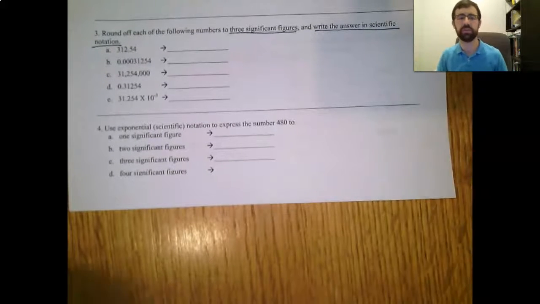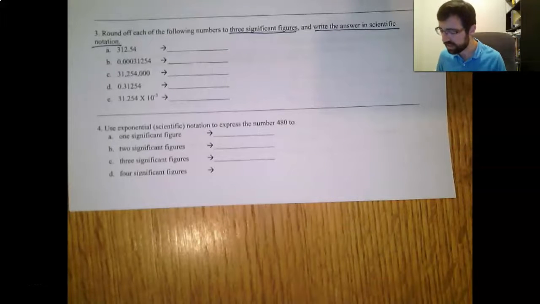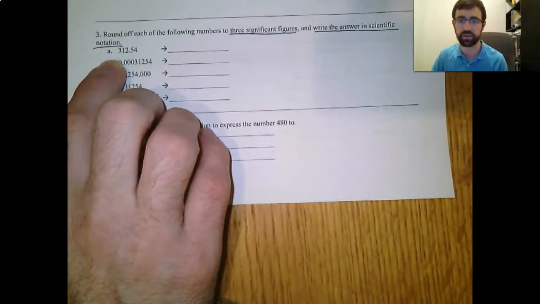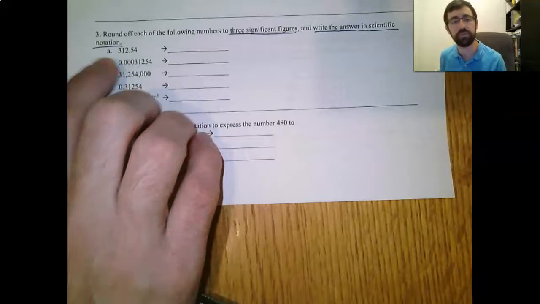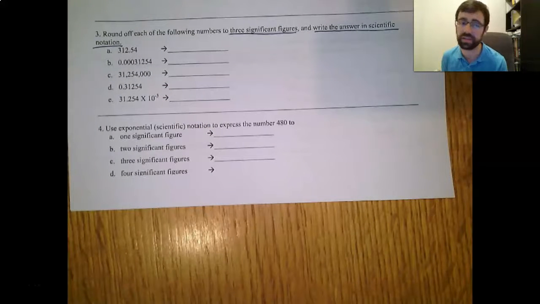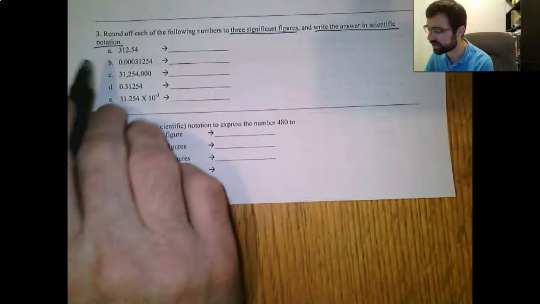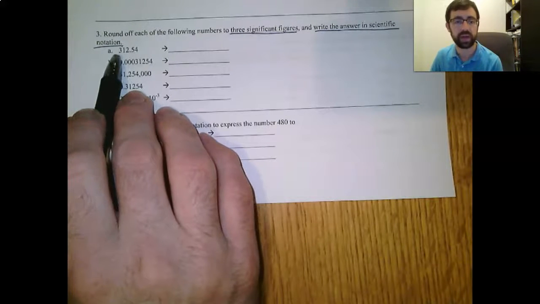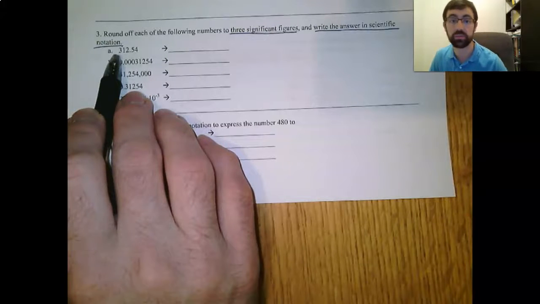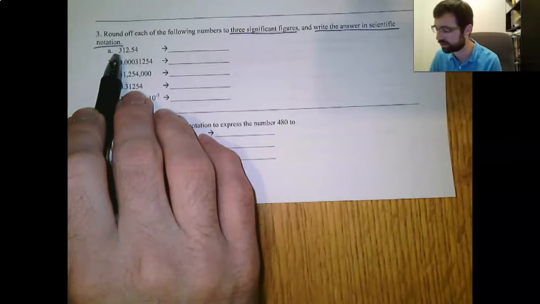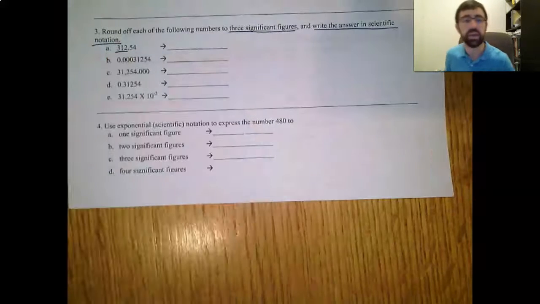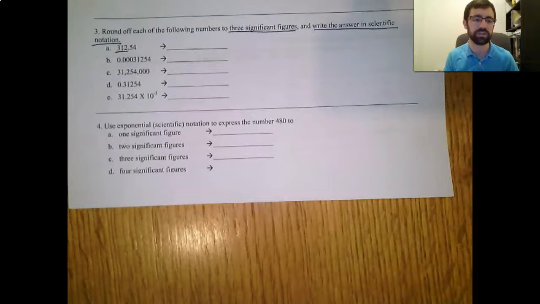The most simplified version of it that we've come up with is you're going to start at the left-hand side, just like you're reading a page, and move over until you find your first non-zero. A non-zero is anything that's not a zero. So starting here, my first non-zero is 3, at the very beginning. I want to keep that number and then the next couple numbers until I get 3 sig figs. So I have 1, 2, 3. So these are the numbers I want to keep: 3, 1, and 2.